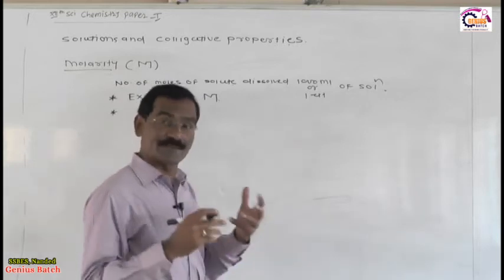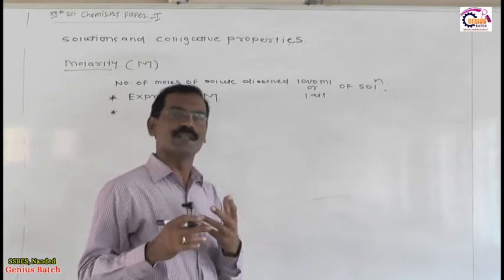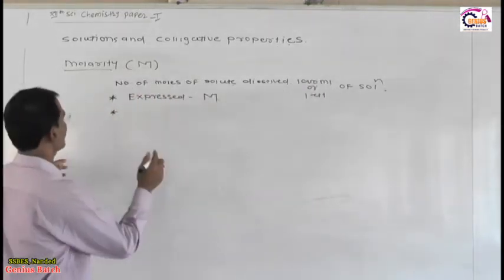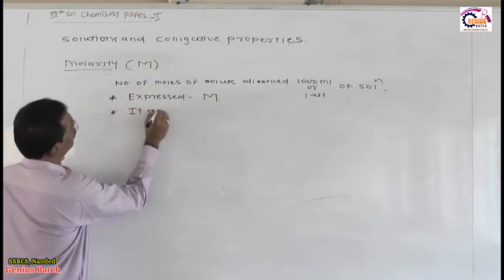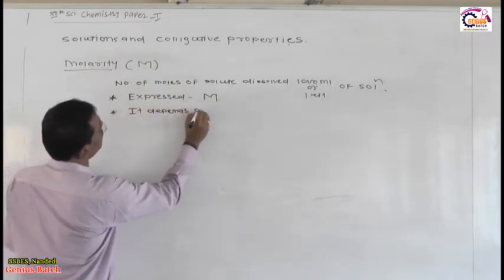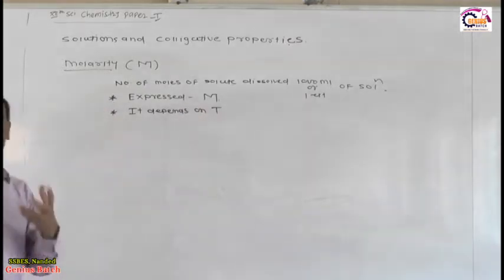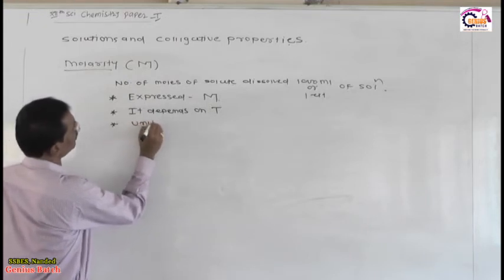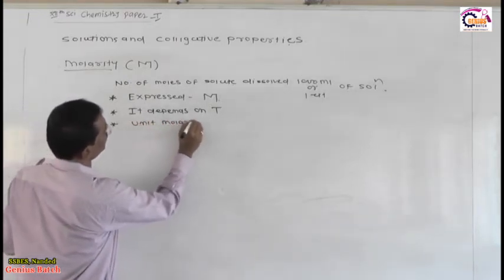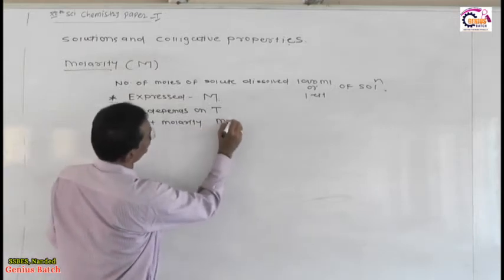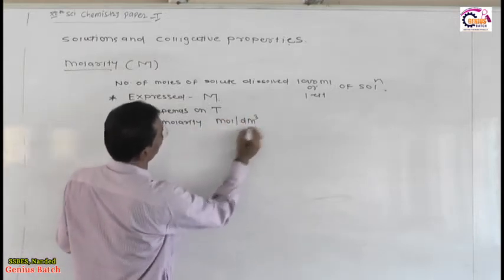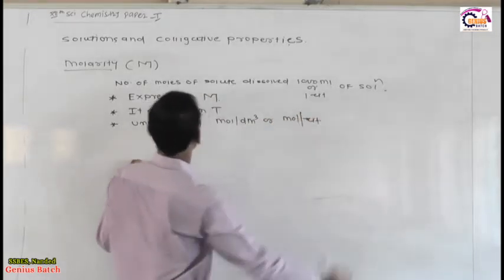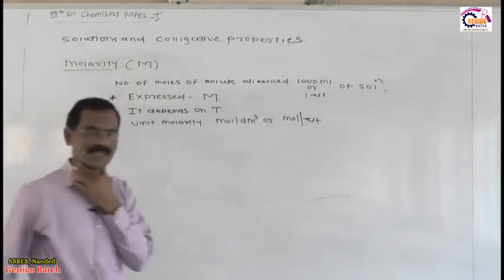The next point: molarity depends on temperature. This is also very important, because in molarity we use the volume of solution. Write down in your notebook: it depends on temperature, because molarity changes with temperature. And the third important thing, the unit of molarity, is mole per dm cube, or we also say mole per liter.